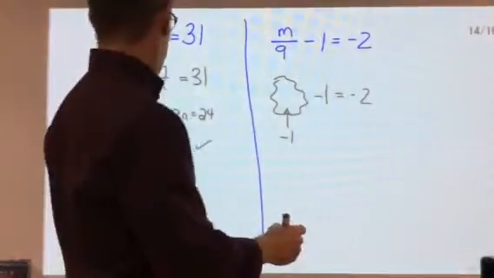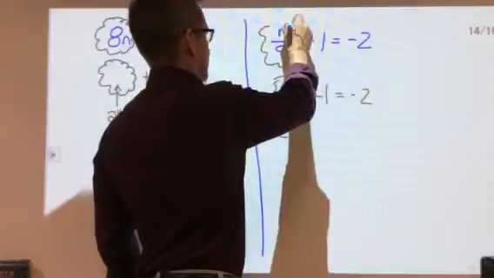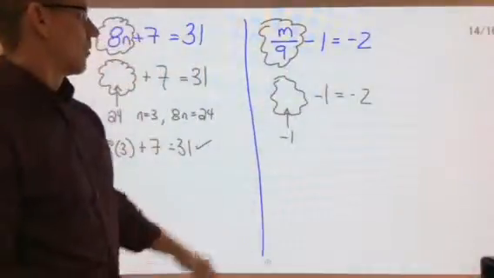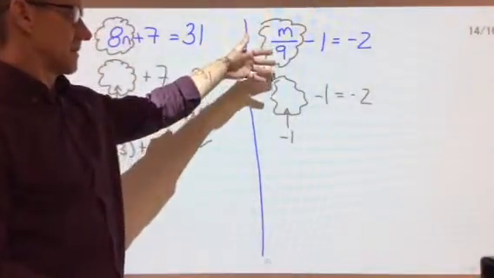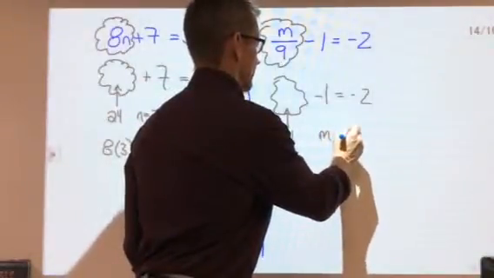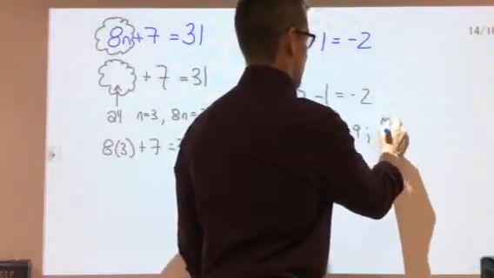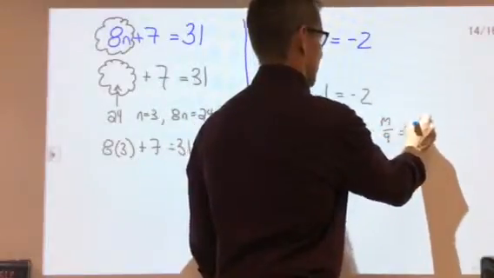Now we understand that this piece has to be -1. Well, we know that -9 divided by 9 gives us -1, so we gain an understanding that if m is equal to -9, then m divided by 9 should give us the -1 we're looking for.